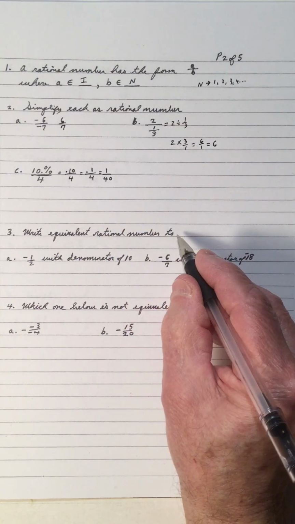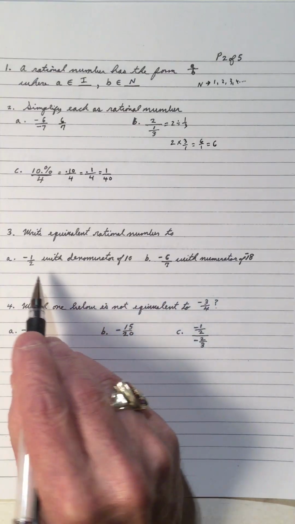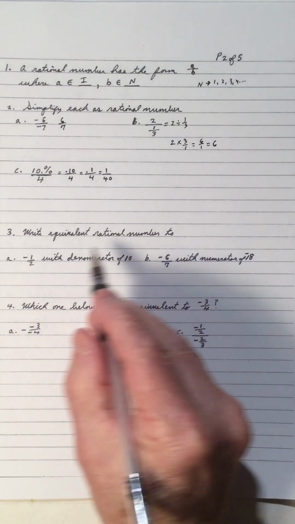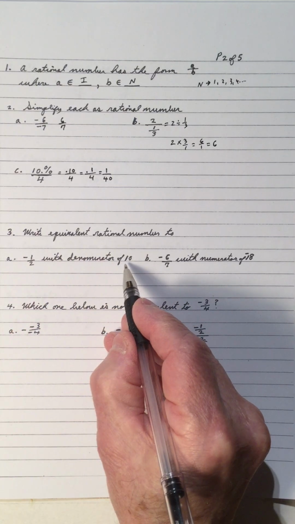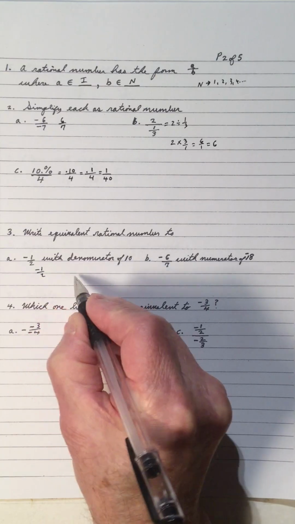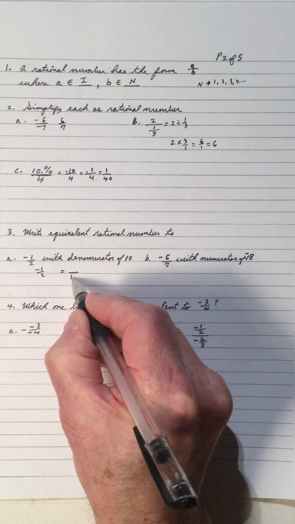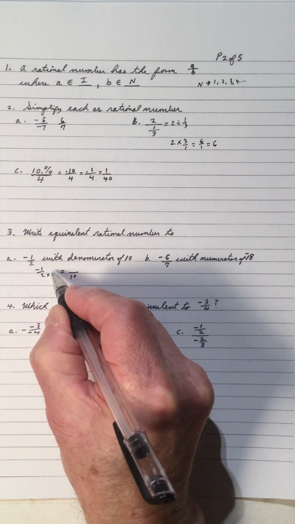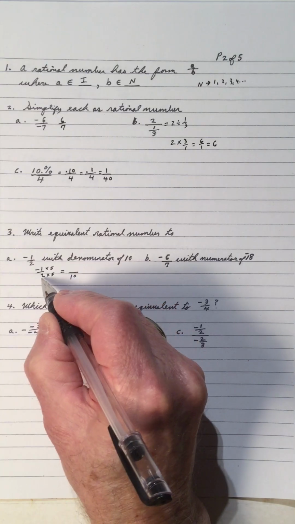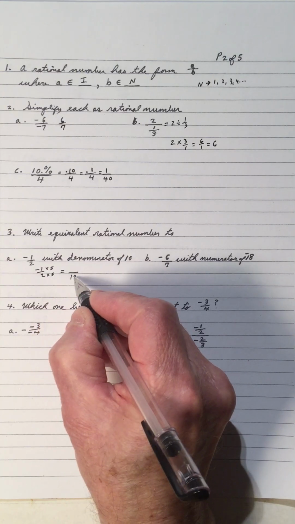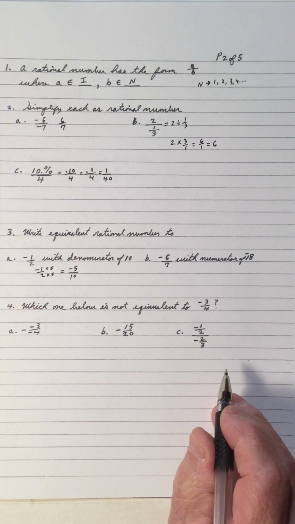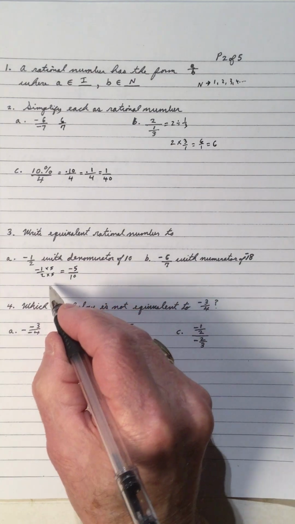Write an equivalent rational number, number 3. So we're going to express each of these as a rational number. First, -1/2 with a denominator of 10. So -1 over 2, and we want a denominator of 10. That means we multiply by 5 on top and bottom. 5 times 2 is 10, and -1 times 5 is -5. So that's an equivalent rational number.